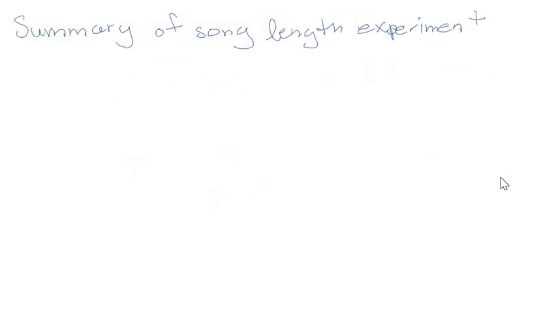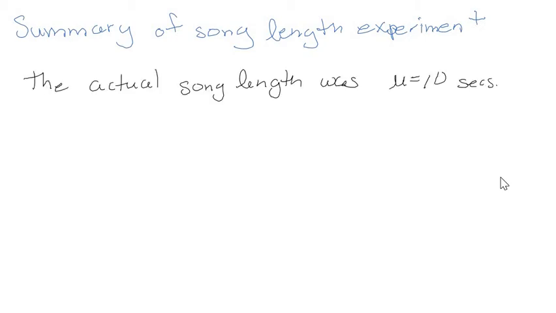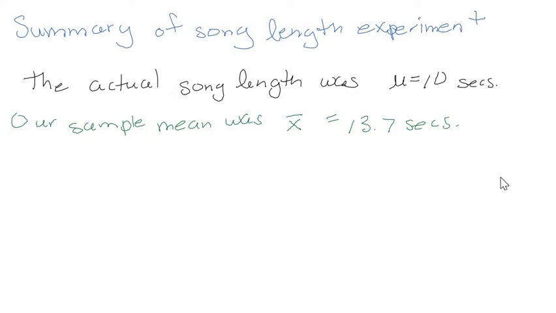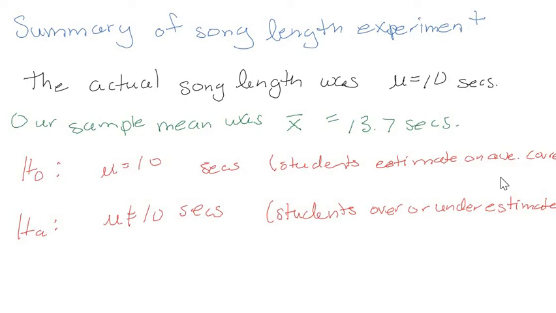So there was an experiment that they ran in class where undergraduates listened to a song and guessed the length. The actual song length was 10 seconds. So we know the true value of what the actual song was. When people guessed how long the song was, they weren't given a watch, they guessed an average of 13.7 seconds. So the question is: is the guess of the length of the song actually the length of the song? Is there really no statistical difference between these two?